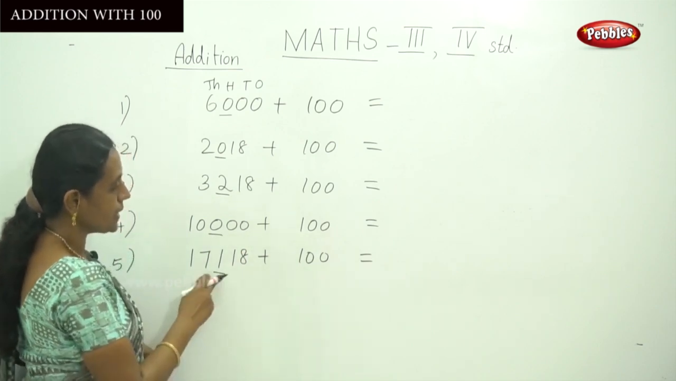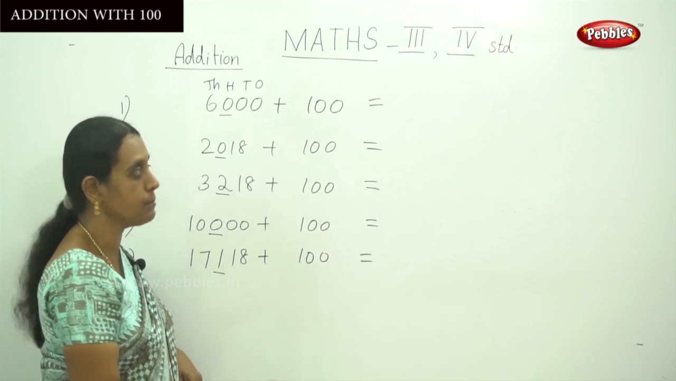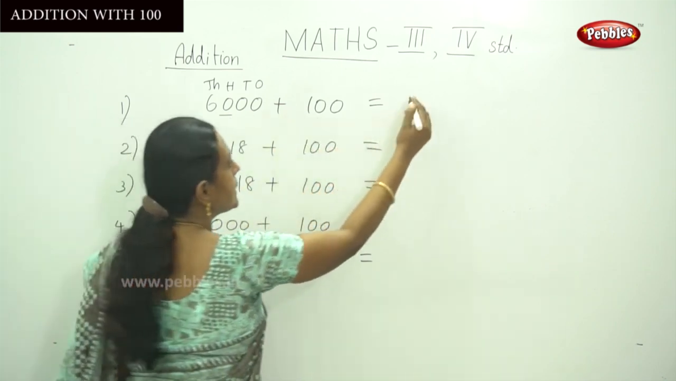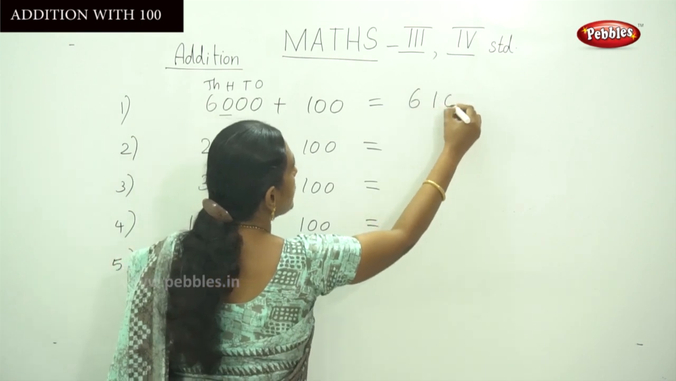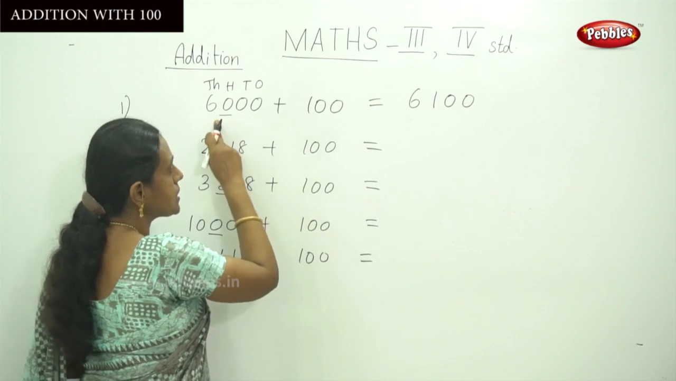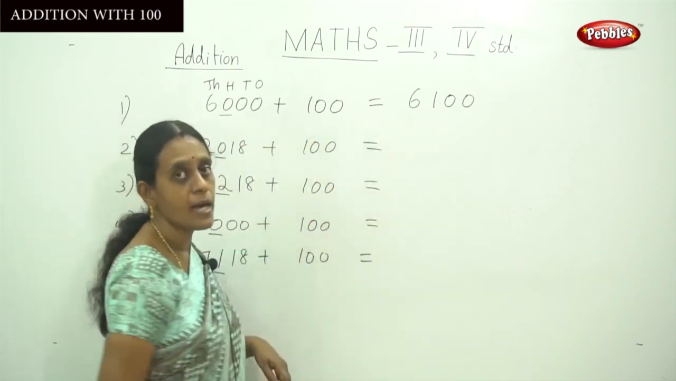So let me move on to the next 100. Next number, here that is 0. So that is 6100. There is a 0 after, that is 1. So 6000 plus 100 is 6100.